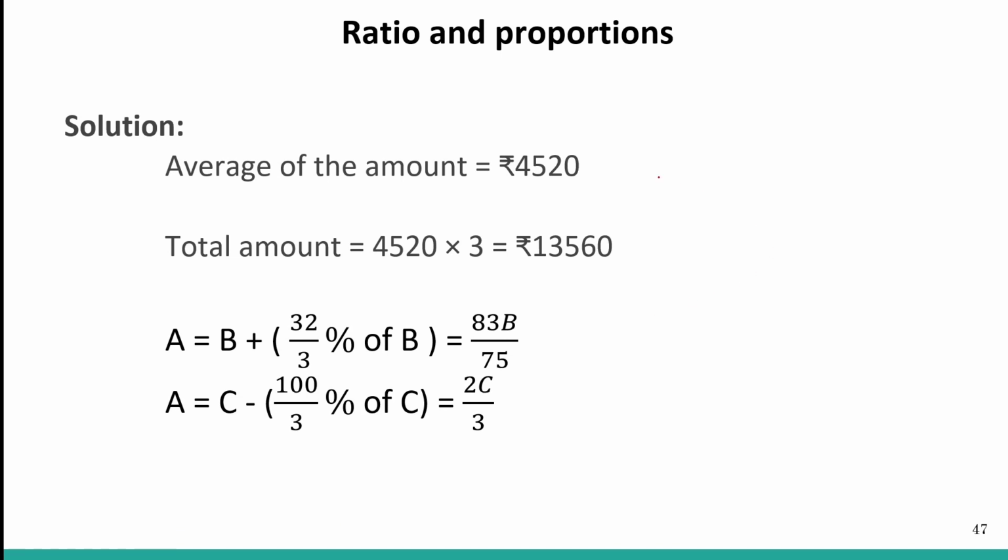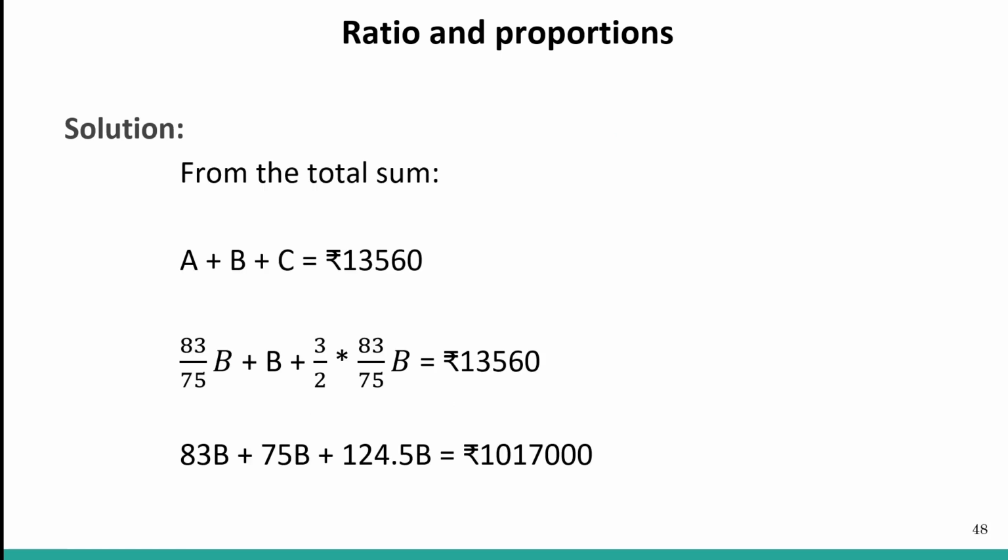So the average of the amounts will be 4520. So the total amount is 4520 into 3, so 13560. So A is equal to B plus 32 by 3% of B, that is 83 by 75 B. A is also equal to C minus 100 by 3% of C, that is equal to 2 by 3 C. So from the total sum, A plus B plus C is equal to 13560. 83 by 75 B plus B plus 3 by 2 into 83 by 75 B. Okay, so 83B plus 75B plus 124.5B is equal to this much.